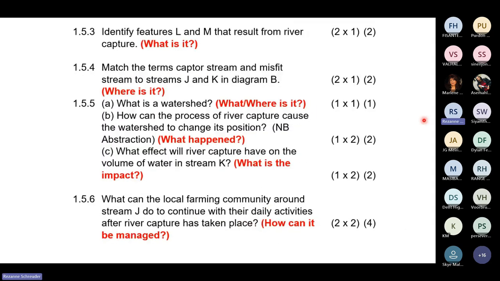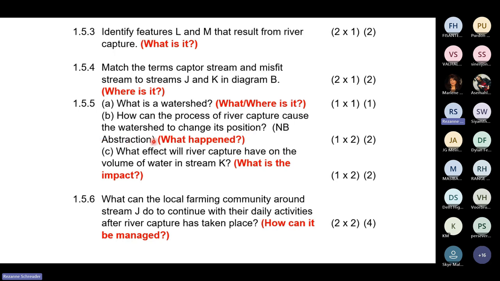Identify the features L and M that result from the river capture. Again, just 2 times 1. Again, what is it? Match the terms, the captor stream and the misfit stream, to streams J and K in diagram B. In other words, where is the captor stream and where is the misfit stream? Then what is a watershed, and where is it? How can the process of river capture cause the watershed to change its position?